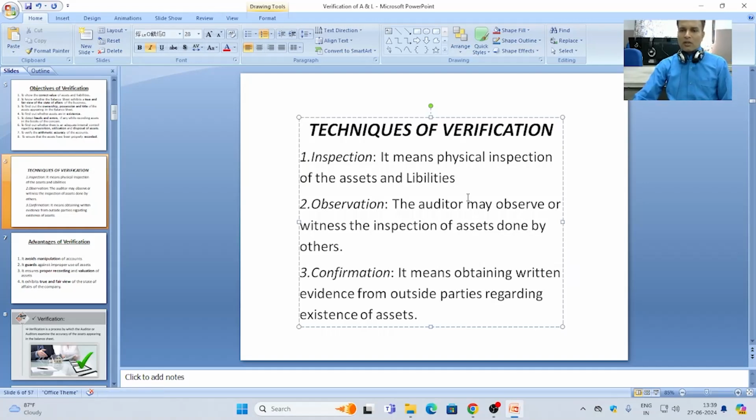Next is observation. The auditor may observe or witness the inspection of assets done by others. In this technique, the auditor just observes the processes that are followed or done by others in the business concern. And the third is confirmation. It means obtaining written evidence from outside parties regarding the existence of assets. For example, if plant and machinery exists in the business, then the bill of the supplier of the machinery should be there as confirmation from the outside parties.